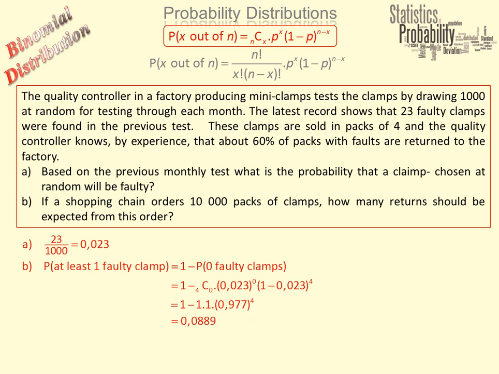0.0889. Now, if there are 10,000 packs ordered, we're going to have to multiply that probability of 1 being faulty by the number of packs, and then don't forget the 60%, because only 60% are returned, giving us 533, which means that the quality controller, the factory, should expect 533 returns from those 10,000 packs ordered.